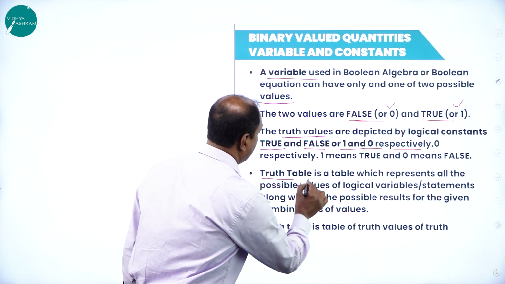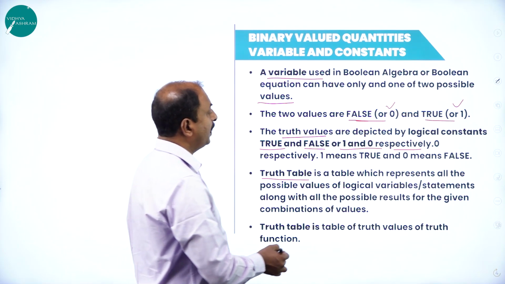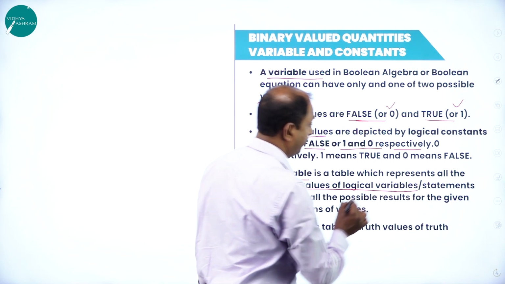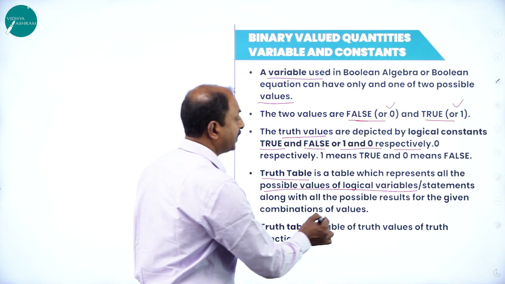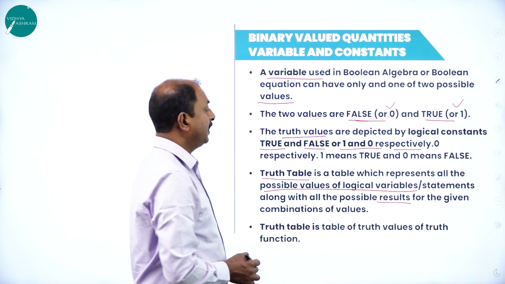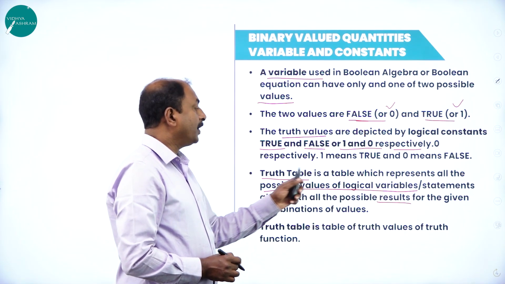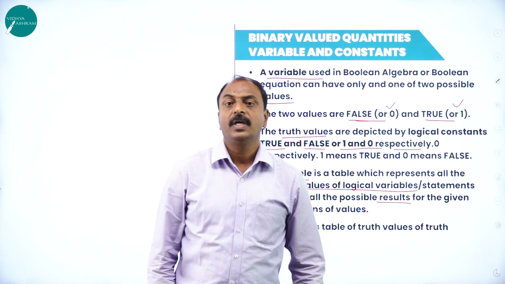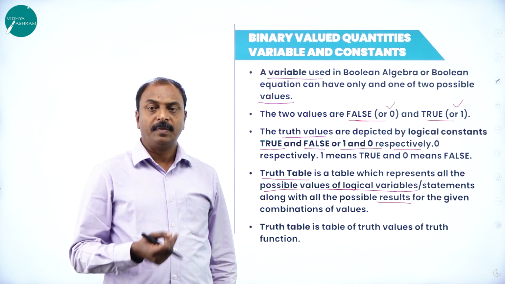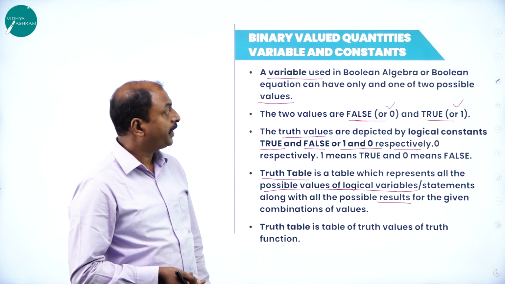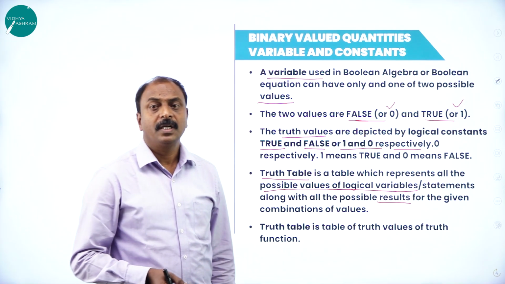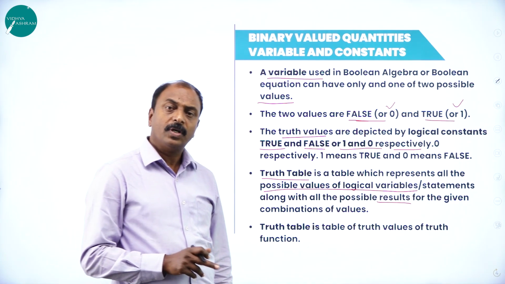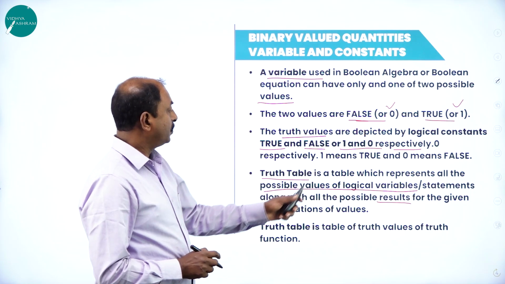Next one is the truth table. So what is a truth table? It is a table which represents all the possible values of logical variables or statements along with the possible results. It is a combination of values. Now we know what truth values are: 0 and 1 are called truth values. And we know what variables are. A variable in Boolean algebra is a statement, or a variable, or an argument. It has two possible values, either 0 or 1. So here, truth values. So what is a truth table?